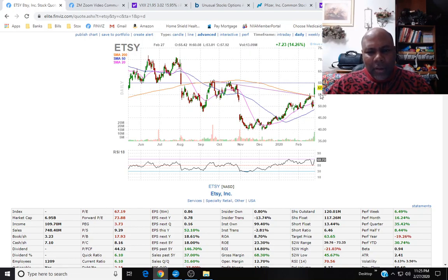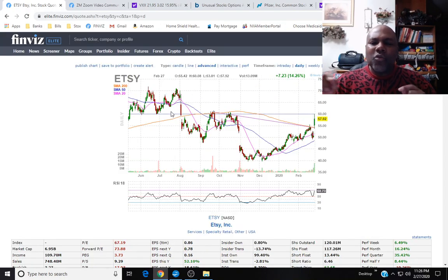And if it does, I will wait until it comes down to the $55 mark and then ride it back up. But once again, if it gaps up, which means opens at a higher price and is above that $60 threshold right there for resistance, then it's a good chance this thing is going to go higher. So Etsy, I will keep an eye on that for a stock to trade tomorrow.